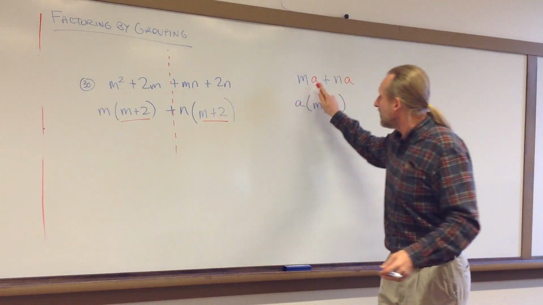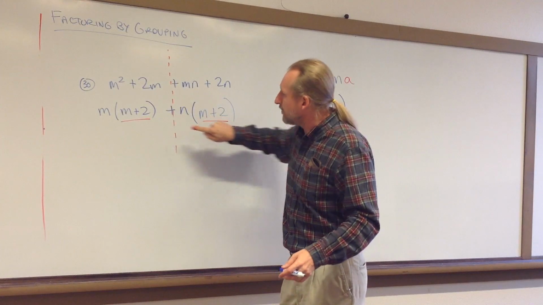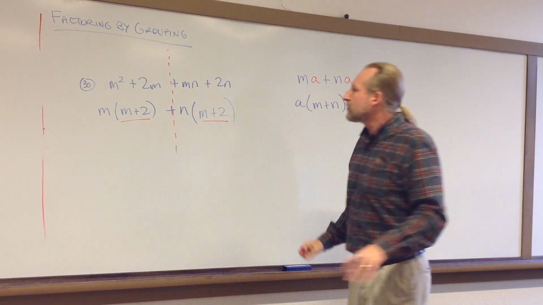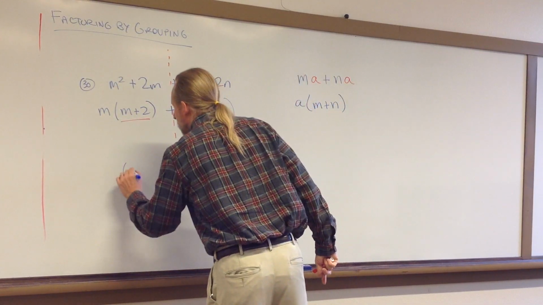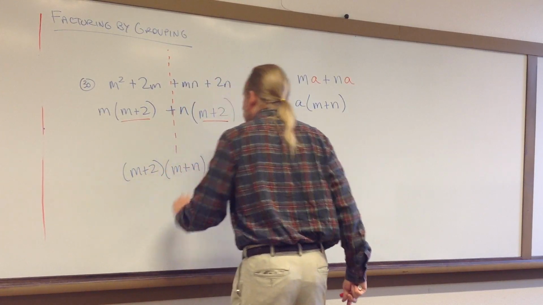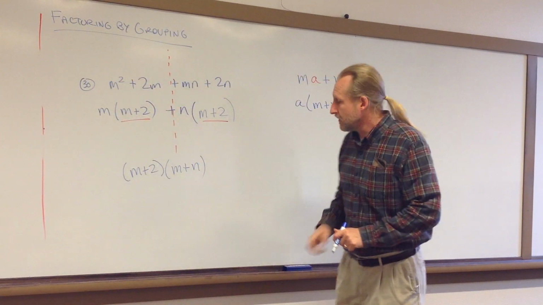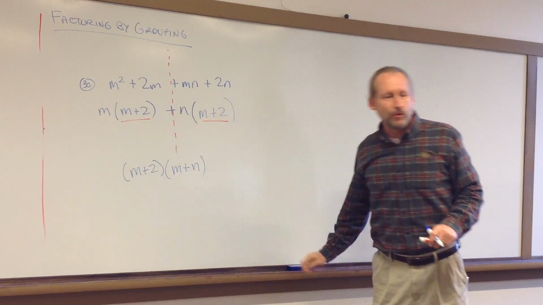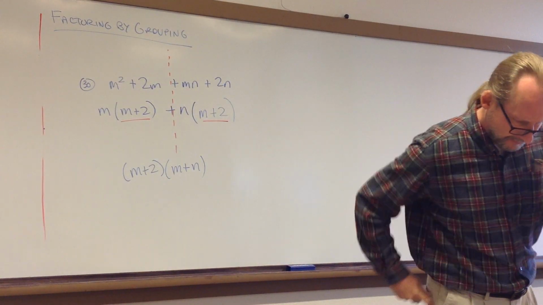And this is the connection between factoring by grouping and factoring out a greatest common factor, is that this thing right here is a common factor. It's in both of them. Just because it's in two pieces doesn't change that. So we can factor this out just like we factor out the a. And that'll leave us with m plus 2 times m plus n. And if you multiply this back together, you should get the original statement. Okay? So that's how this factoring by grouping works. Let's look at a couple more examples here.